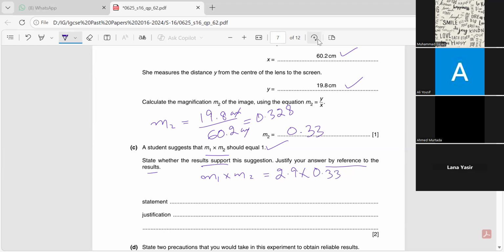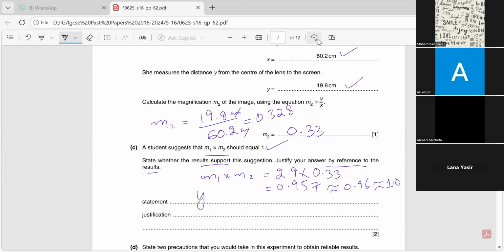Let's check it out. So 2.9 times 0.33, what are we getting? That is 0.957. So that can be written as 0.96, and that is nearly equal to 1.0.